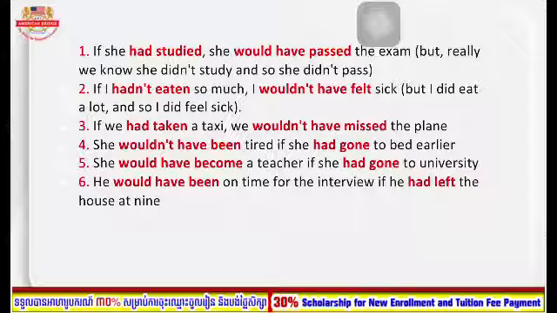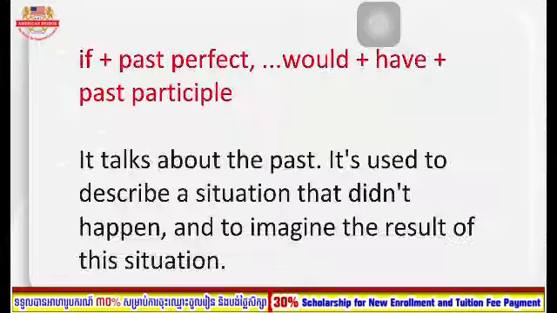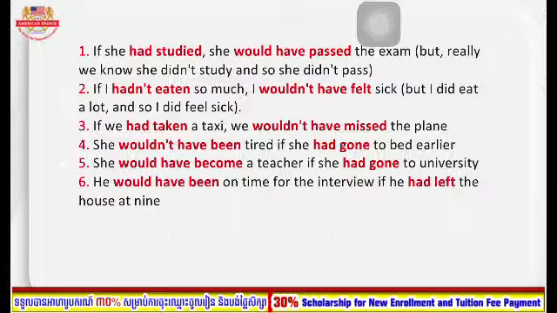So now, can you see the form, students? If plus past perfect, plus would plus perfect. This is the form of the third conditional, and we use it to describe a situation that didn't happen and to imagine the result of this situation. Like you can see in the first example: if she had studied, she would have passed the exam. So she didn't study, and she didn't pass the exam as well. This is talking about something that did not happen, but we feel regret right now.